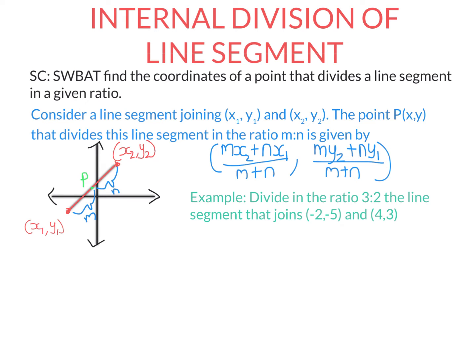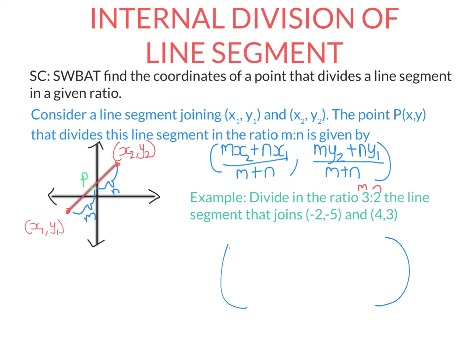So let's look at this example. We're going to divide the line segment that joins these 2 points in the ratio 3:2. So that means here that m is 3 and n is 2. So we're looking for a point. It's going to have an x and a y value. So let's find the x coordinate of this point.